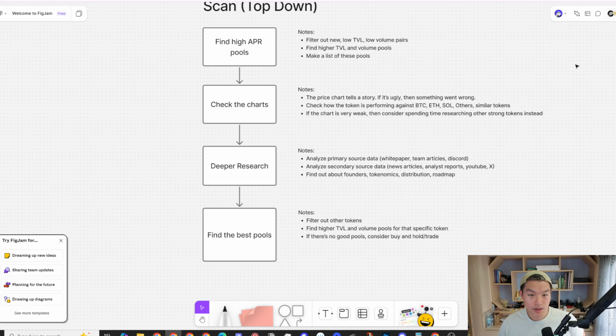So I hope that makes sense, guys. I hope this whole process helps. And I could do the reverse also. I could look at which tokens I want to provide liquidity for first. I go through this deeper research process, and then I look at the chart, then I look at the APR, then I look at the best pools. That strategy might be good for larger caps, but a lot of times if you're finding a lot more different tokens to diversify into, then you're going to be spending a lot of time researching tokens that might not even have high APR or the chart looks terrible, right?